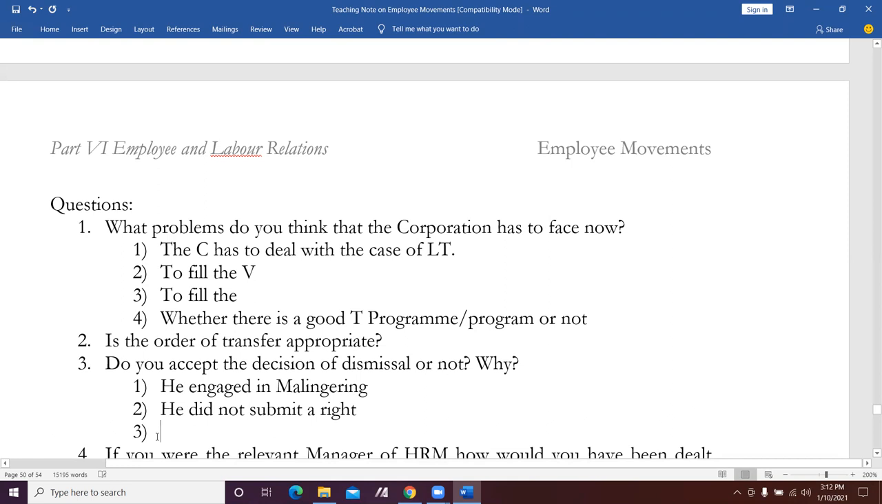Then third reason: not respecting the order. This is called what? Insubordination.